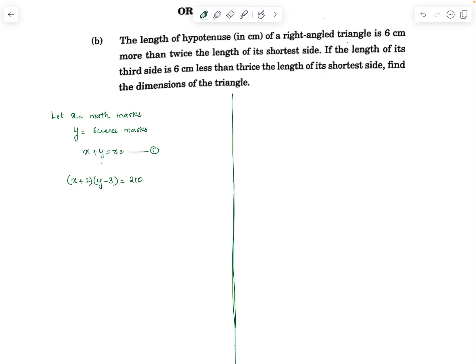From the first equation, let's take y in terms of x. Y is 30 minus x. (x plus 2) times, in the place of y, let's put 30 minus x, minus 3, is equal to 210. (x plus 2) times (27 minus x) equal to 210.